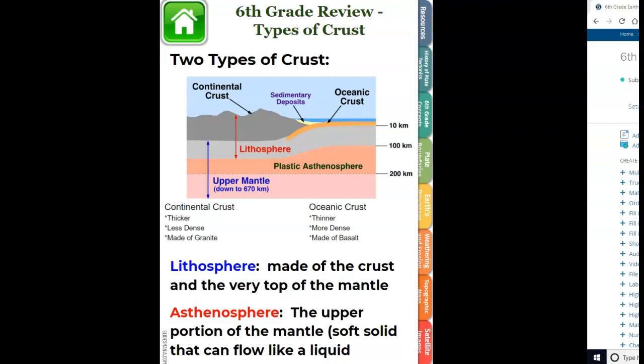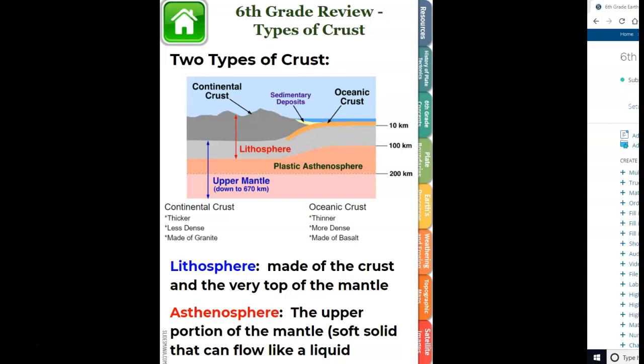On the other hand, your oceanic crust, which would be making up things like your Pacific plate, your Nazca plate, is a much thinner layer of crust, but it is very dense. It's very tightly packed because it's made of basalt, which is a volcanic rock, which is very dense. Now the lithosphere, like I said, is the crust and just the very top of the mantle together. That's what makes up the tectonic plates.